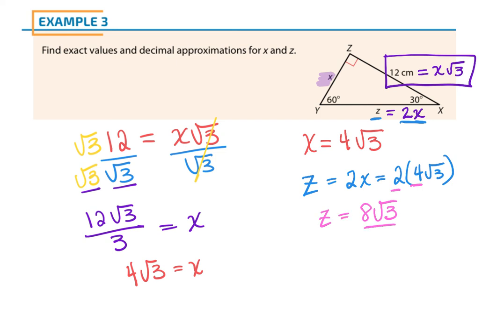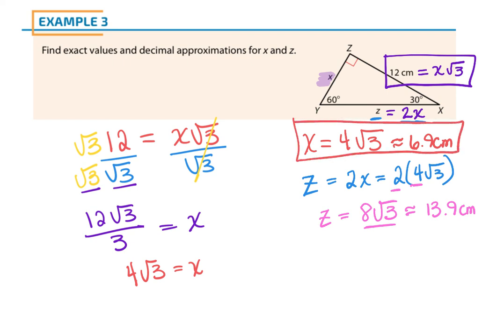How would I get my rounded value for these two? I would plug them into the calculator. Plug in your 4 square root of 3. You're going to get approximately 6.9. It is centimeters. Plug in your 8 times the square root of 3. You're going to get approximately 13.9 centimeters there. All right, so exact value is the radical. Rounded value is the decimal. These are your answers here. All right.